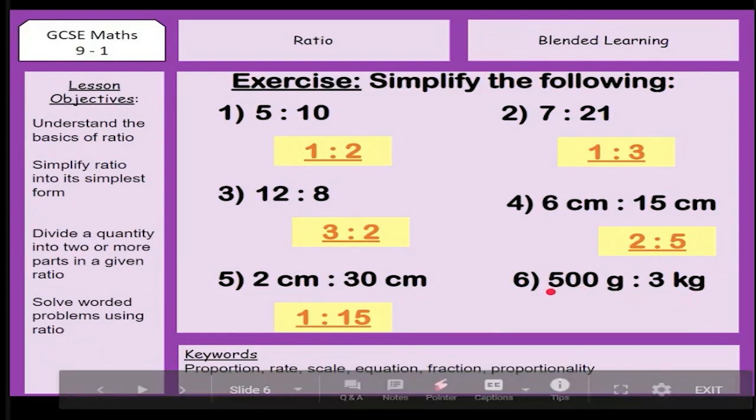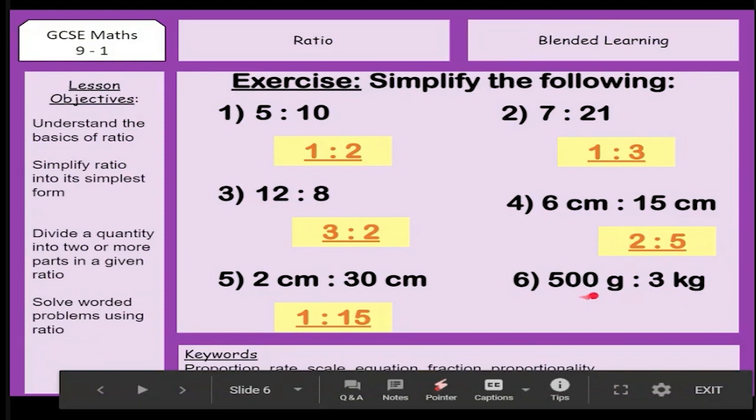Now I know that 500 goes into 500 once. 500 goes into 3,000 6 times. So my simplified ratio here would be 1 to 6.